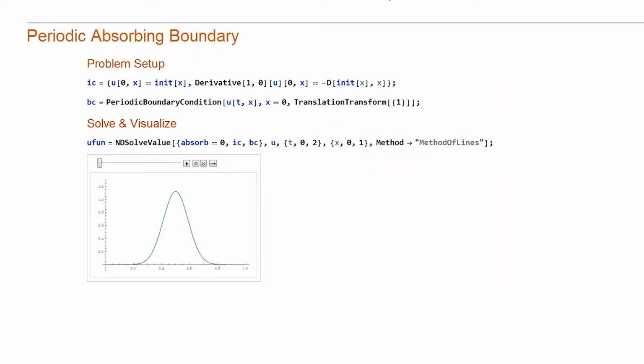In this third example, we try to use periodic boundary conditions. The problem setup is similar to before, with the only difference that now the derivative on the initial condition is actually specified to have an initial velocity on the wave. So the wave is moving to the right in this specific case. We specify a periodic boundary condition where the dependent variable u is supposed to be taken from the right-hand side and mapped to the left-hand side. Looking at the solution, we see that the wave moves to the right and re-enters on the left-hand side.